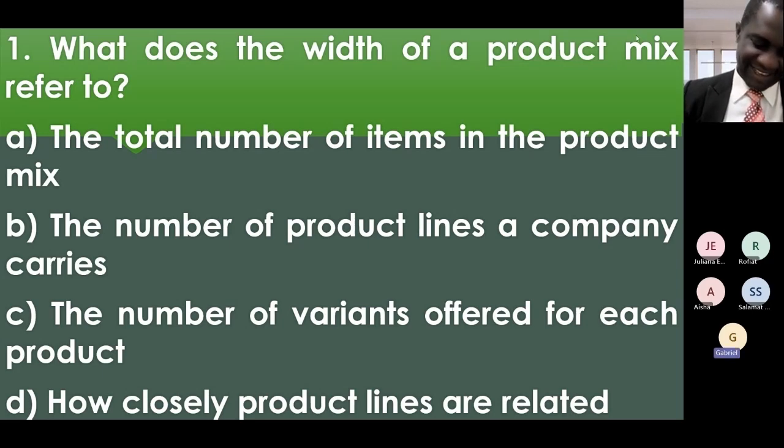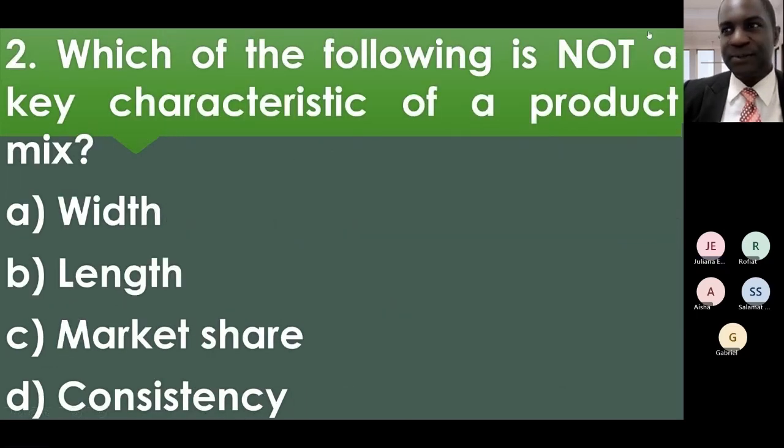Number of product lines a company. Wow, it's like B. I'm picking B. Everybody picked B, so you too picked B. All right, so let's look quickly into number 2. Which of the following characteristics is not a key characteristic of a product mix? A, width, B, length, C, market share, and D, consistency.